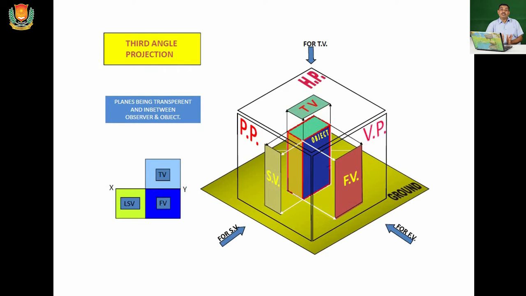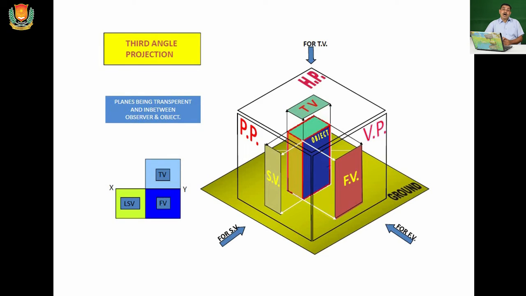So what is the position of the front view, top view and side views? In this case, the top view is drawn on the upper part of the reference line, the front view is drawn on the bottom side of the reference line, and the left hand side view is drawn on the left hand side, and the right hand side view is drawn on the right hand side.